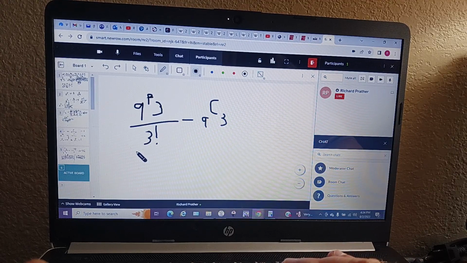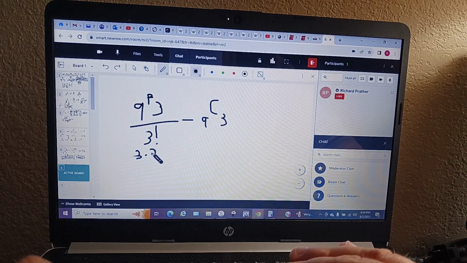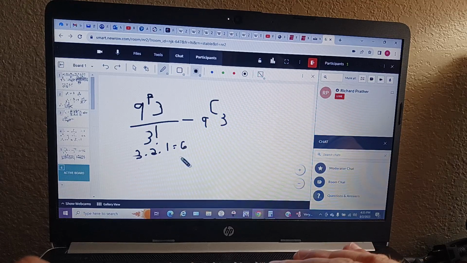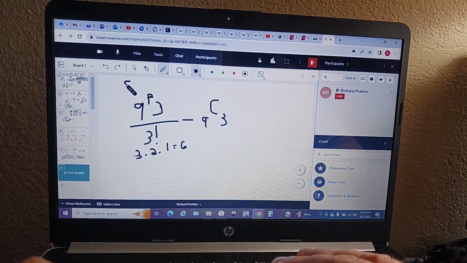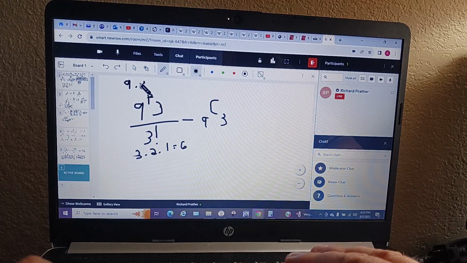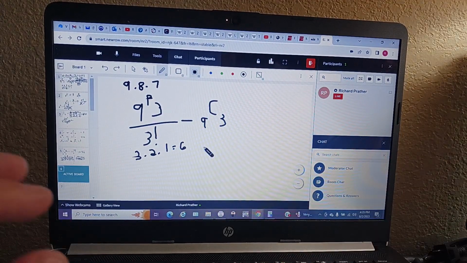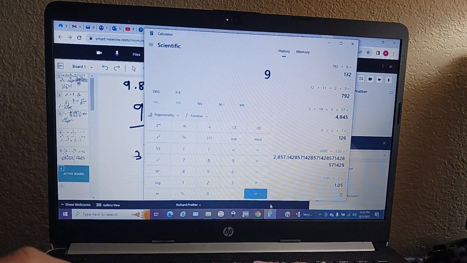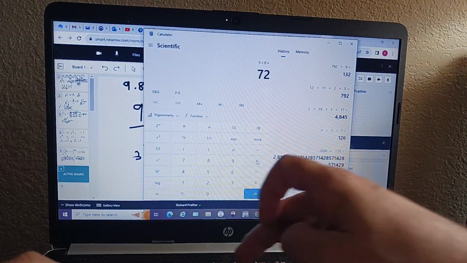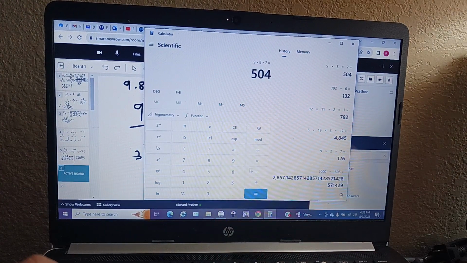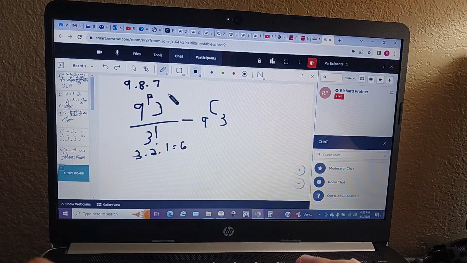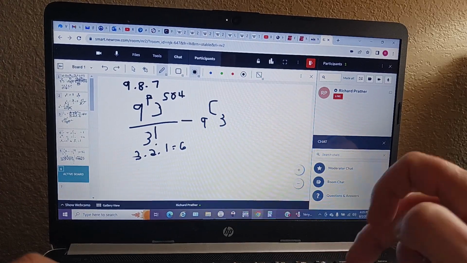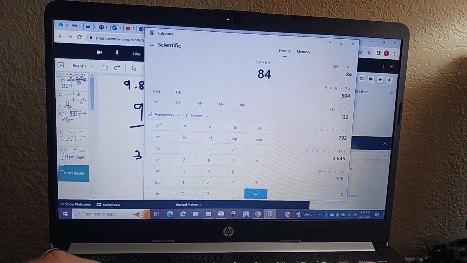Well, 3 factorial is clearly 3 times 2 times 1. That's 6. 9 permutation 3, all you would do is 9 times 8 times 7 and stop after 3 numbers. And in a permutation, there's nothing to divide by. So that's just 9 times 8 times 7. The top is 504. And now I could divide by this 6 right here. So the fraction part is 84.